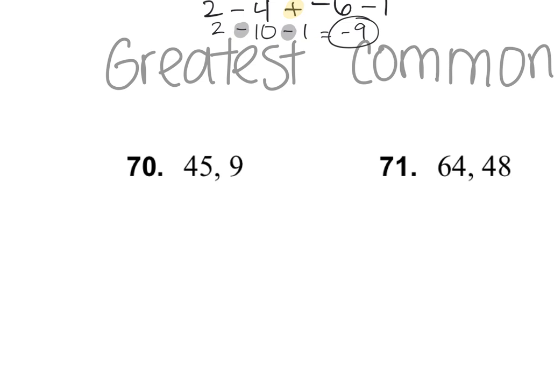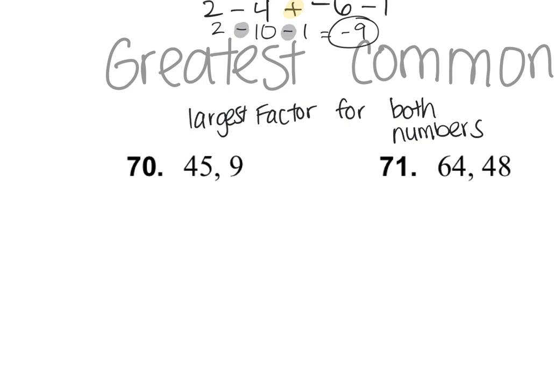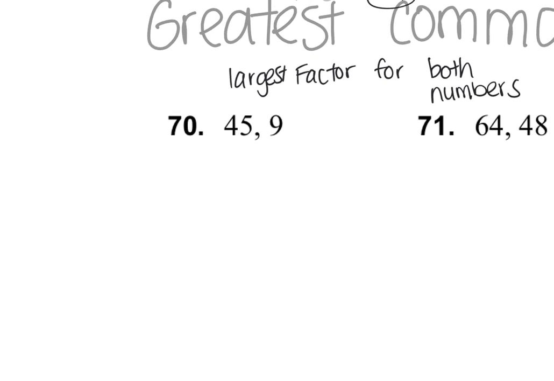So your greatest common factor is the largest factor for both numbers. In other words, it's the largest factor that both the numbers have in common, all right? So sometimes it's just very helpful to break down all the factors of the number that you're looking at. For example, 45, okay? So let's just think about all the factors of 45.